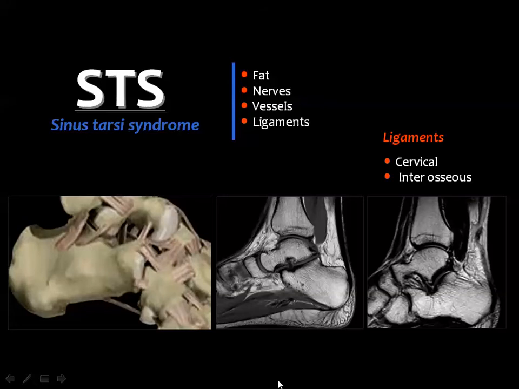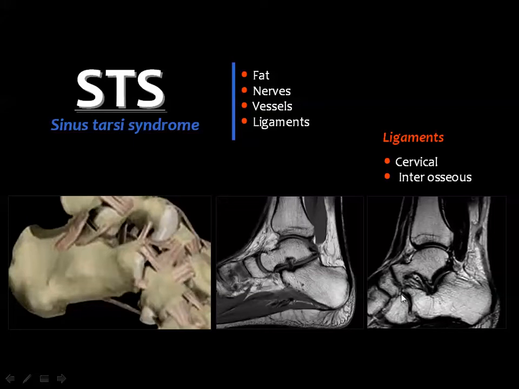Then a few words about the sinus tarsi syndrome and the tarsal tunnel syndrome. What is the sinus tarsi? It is the space between the talus and the calcaneus. And this space is filled by fat, vessels, nerves, and two ligaments. The ligaments are one long, which is known as the cervical ligament, which attaches to the neck of the talus, and a shorter one, which is known as the interosseous ligament or the talocalcaneal ligament.